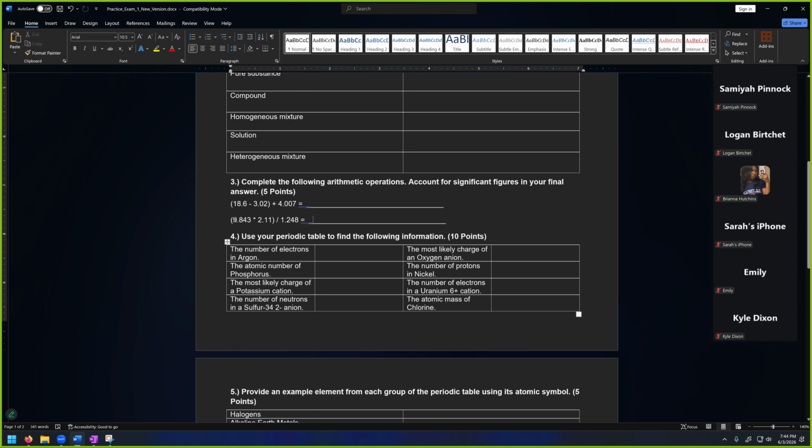All right. So for this next one, because we are multiplying and dividing things, we want to keep the fewest number of significant figures as our final answer. So the lowest number of sig figs in this problem is 3 here, the 2.11. So what I'm going to do is just plug and chug in the calculator. 9.843 times 2.11 gives me 20 point some large decimal, it doesn't really matter, divided by 1.248, an even uglier looking decimal, but I just need to keep 3 sig figs here.